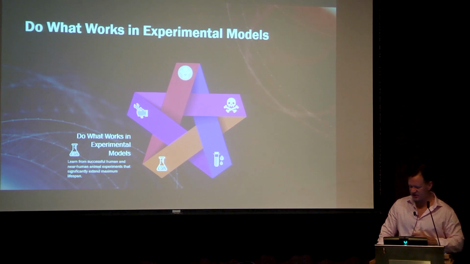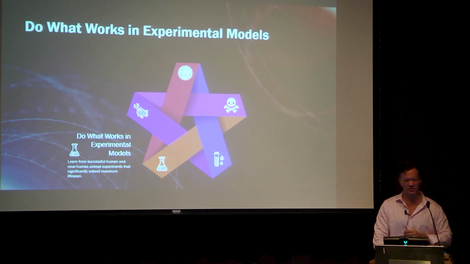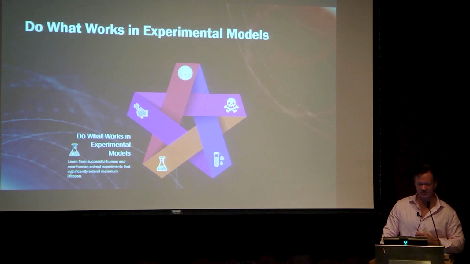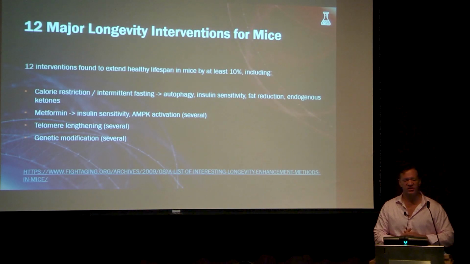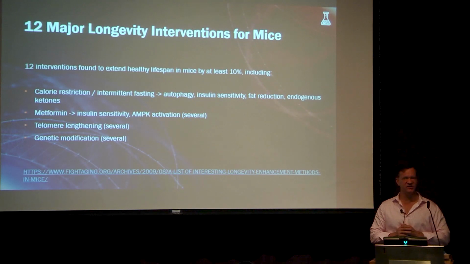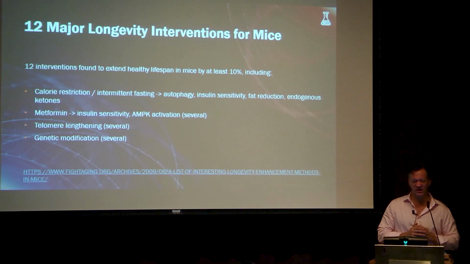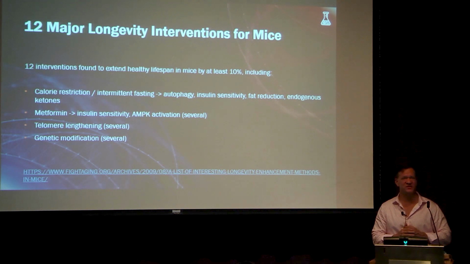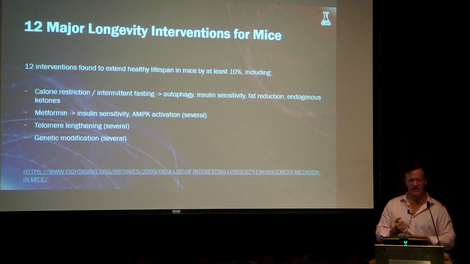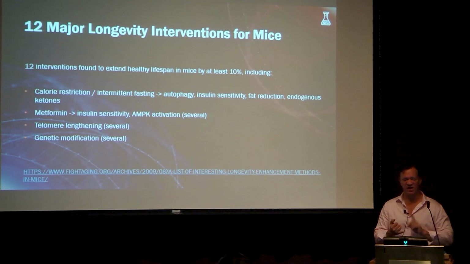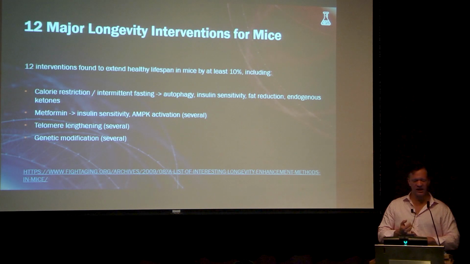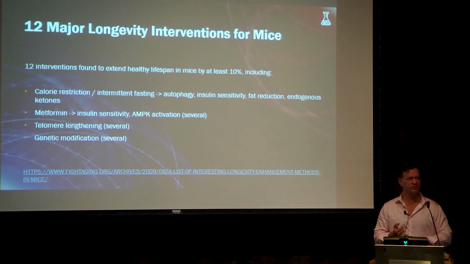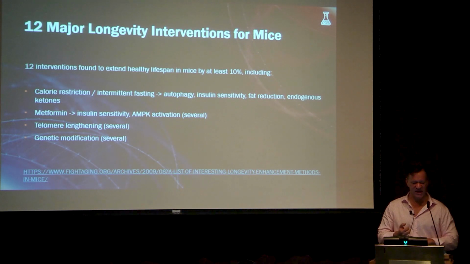So finally, this is our last section. Okay, I'll make this quick. Do what works in experimental models. There have been 12 major longevity interventions discovered for mice that each increase mouse lifespan by at least 10%. Those include calorie restriction and intermittent fasting, which upregulates autophagy, improves insulin sensitivity, reduces fat levels, produces ketones. Metformin, which is a popular anti-aging drug. It improves insulin sensitivity, activates AMPK.